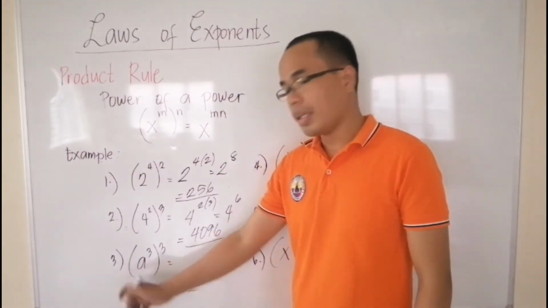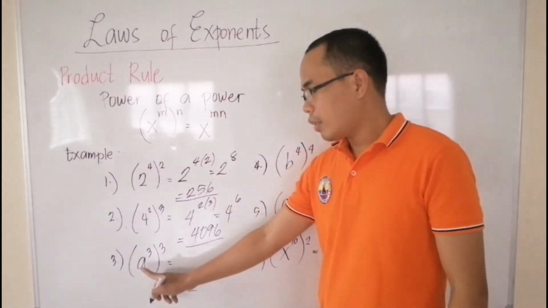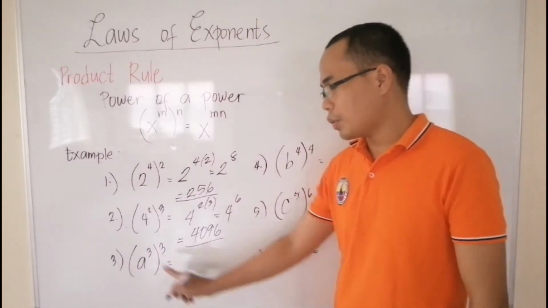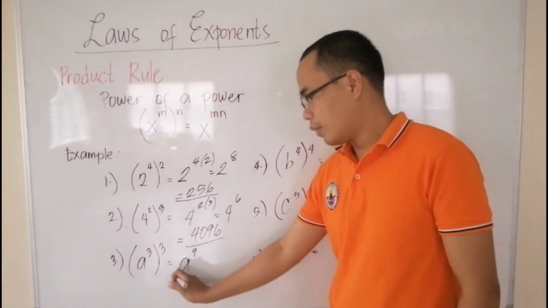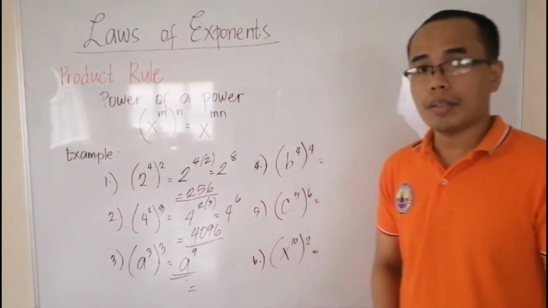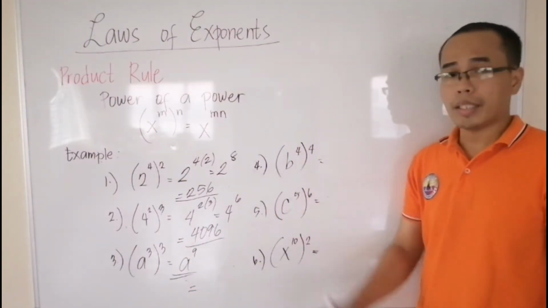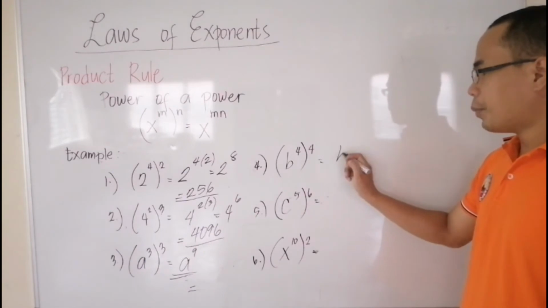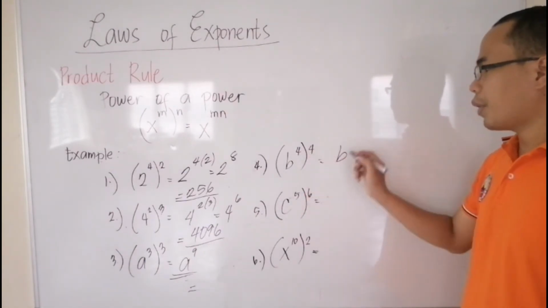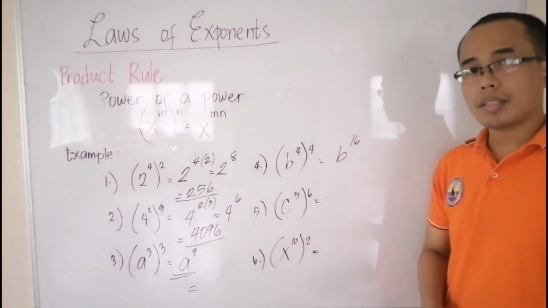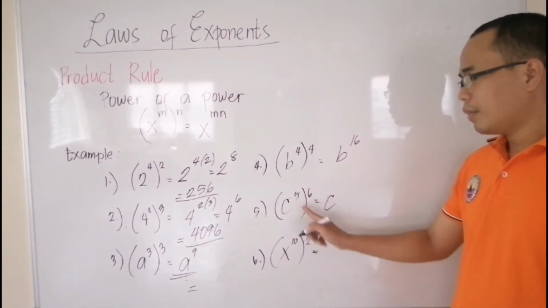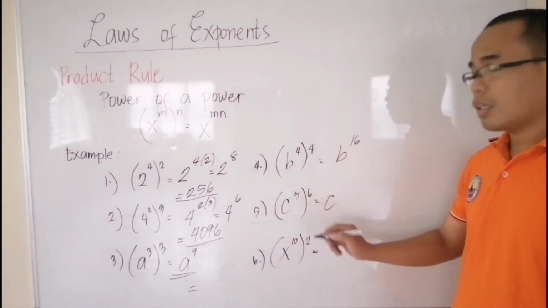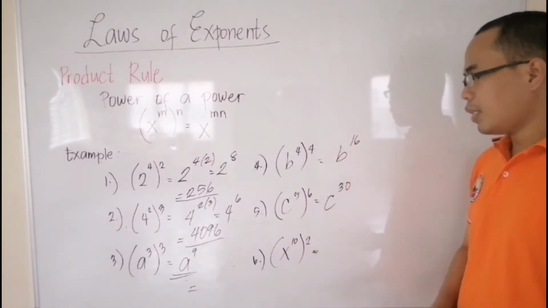How about number 3? A raised to 3, the exponent na sa labas na 3, so multiply. So A raised to 9. Ganun lang ang pagsasagot natin. Ganun din sa number 4. So copy natin yung base na 4, and then 4 times 4 is equal to 16. Number 5, copy natin yung base na C, and then 5 times 6 is equal to 30.